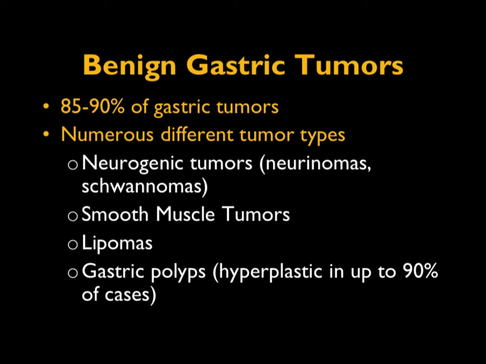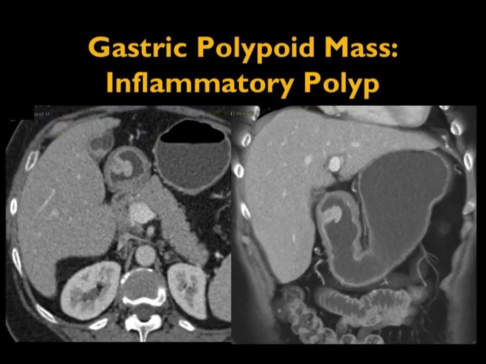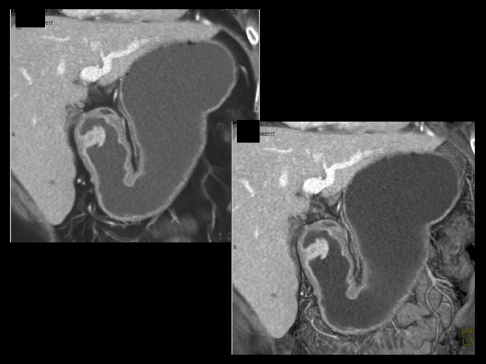Now, in terms of benign gastric tumors, let me just make a few comments. Benign gastric tumors are actually the majority of gastric tumors because they're typically small polyps that we may not see, including hyperplastic polyps. You can see in this example a polypoid lesion in the antrum, vascular. You still would have to worry about malignancy because of the vascularity, though broad base and a polypoid mass would be an atypical appearance for adenocarcinoma.